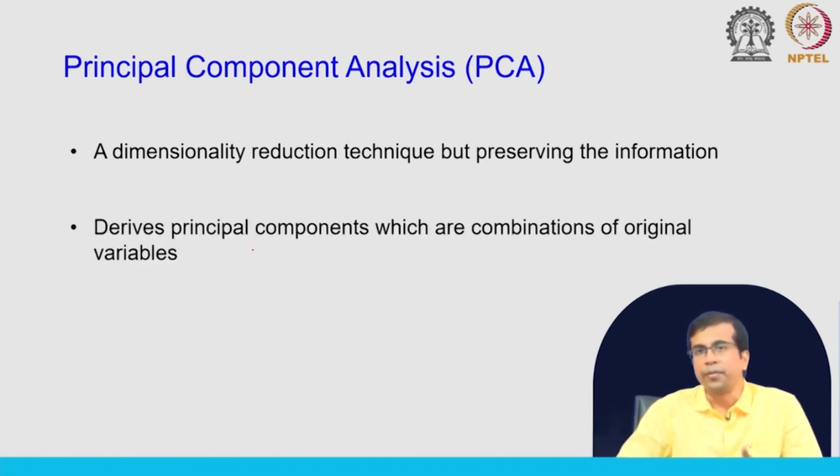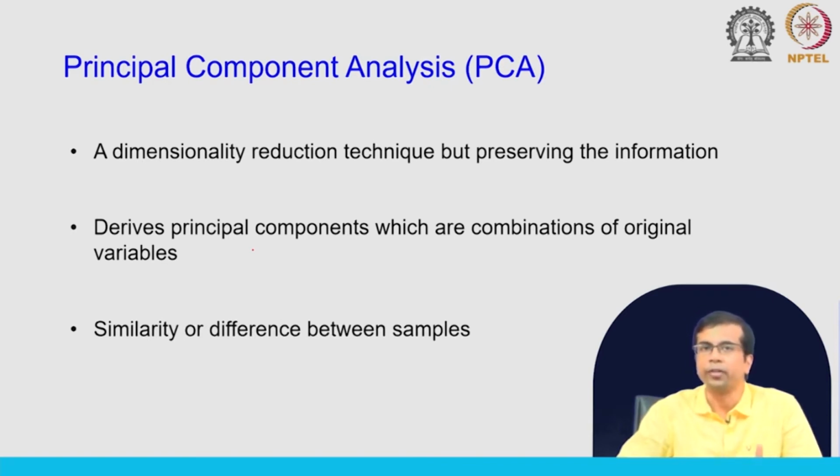So it derives principal components. These new variables are called principal components, and they are combinations of the original variables. It can be a combination of maybe 10 genes or 20 genes. It will identify which combination can explain the variation better. And once we identify these principal components, we can see which samples are similar to each other and which samples are different.